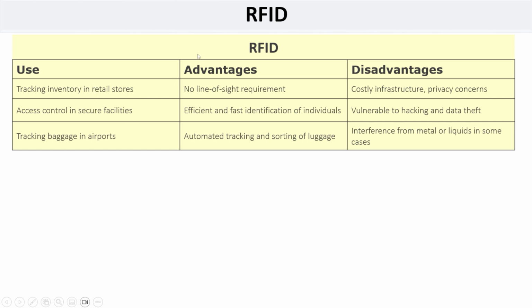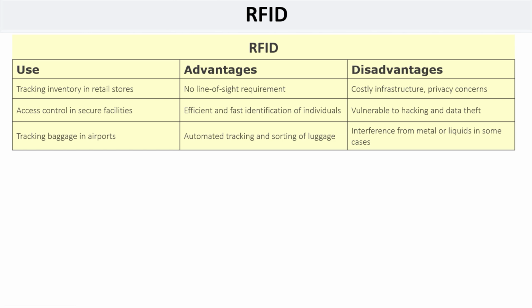The advantages that come with RFID is that they are no line of sight. In other words, you don't have to be directly in front of the device in order for it to be captured. And then they are efficient and a faster way of identifying individuals or any system that has the RFID tag on them. Again, they are automated and they can track and sort out luggage at airports.